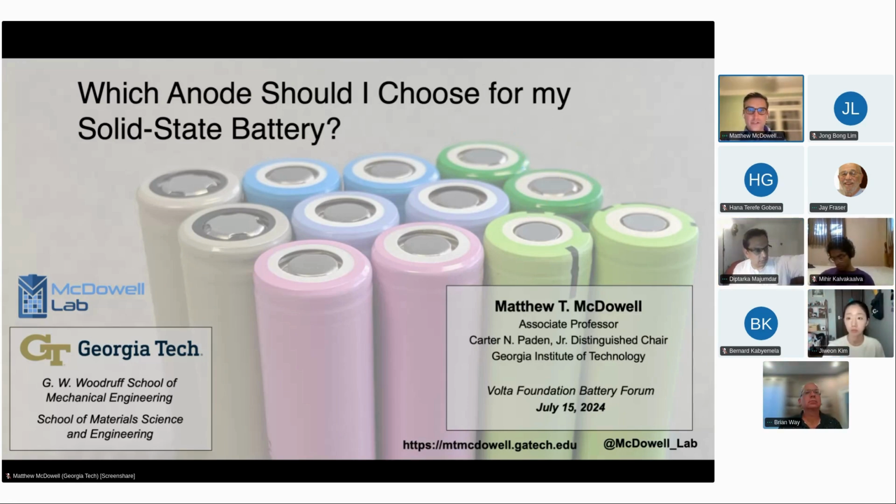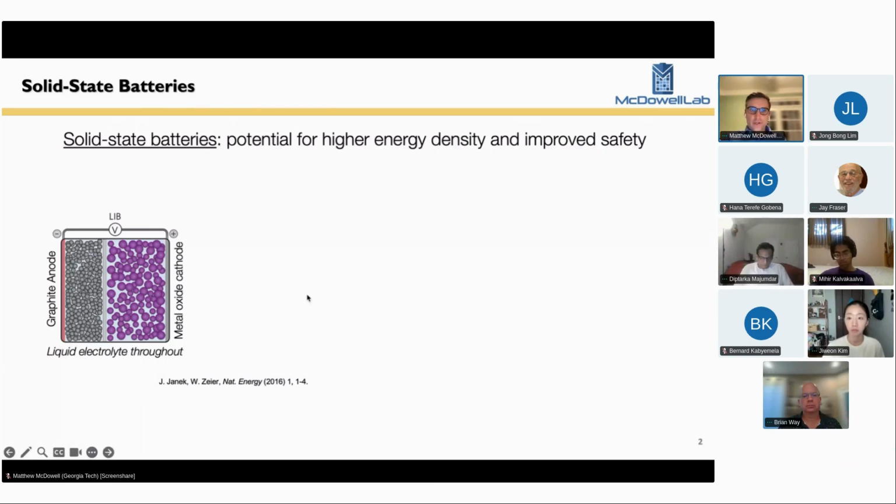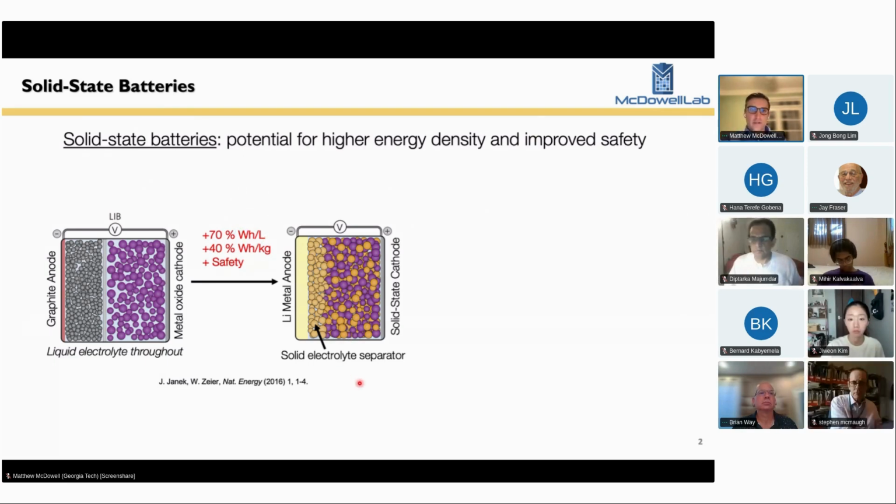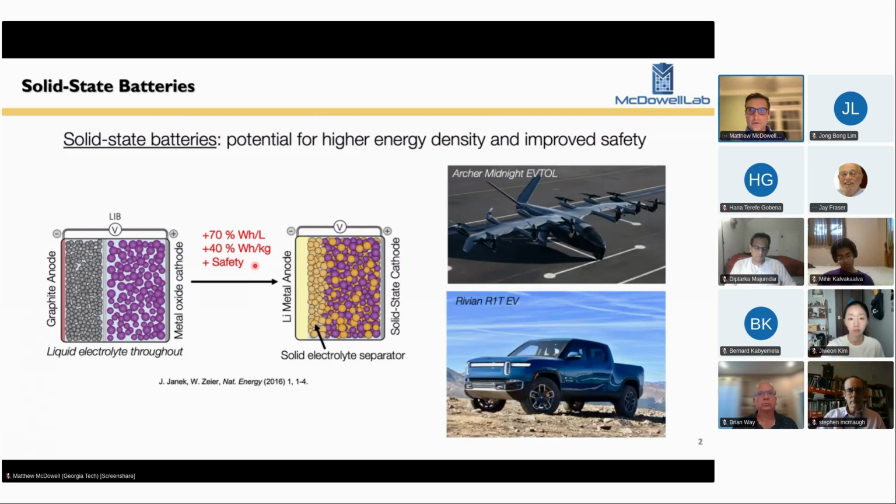So which anode should I choose for my solid-state battery? Likely a lot of the audience already knows about solid-state batteries, so I won't spend too much time on this. One of the reasons there's a lot of excitement about solid-state batteries is the potential for improved safety because of the lack of a flammable liquid, as well as improved energy density. And that's where these anodes come in. The lithium metal could potentially be more stable in contact with the solid-state electrolyte. There are other anodes like silicon or other alloys that are also potentially compatible, which could boost energy density while also boosting safety for next generation applications, even hybrid electric flight and other long-range EVs. So there's been a lot of excitement.